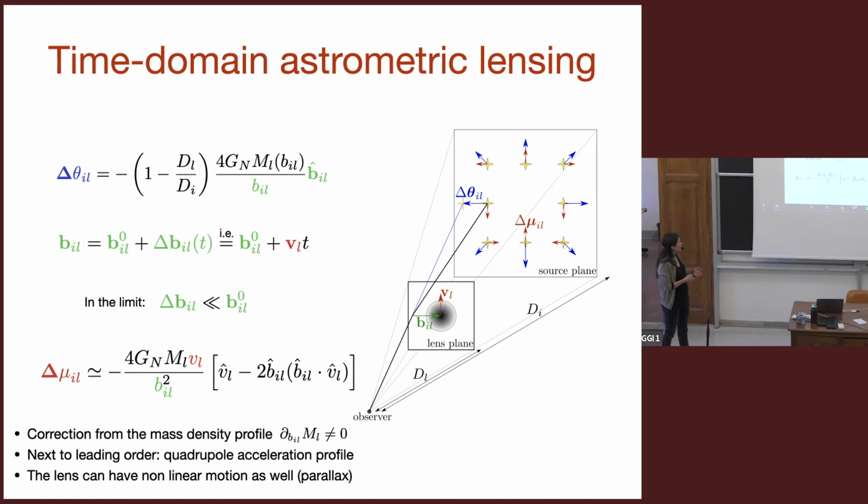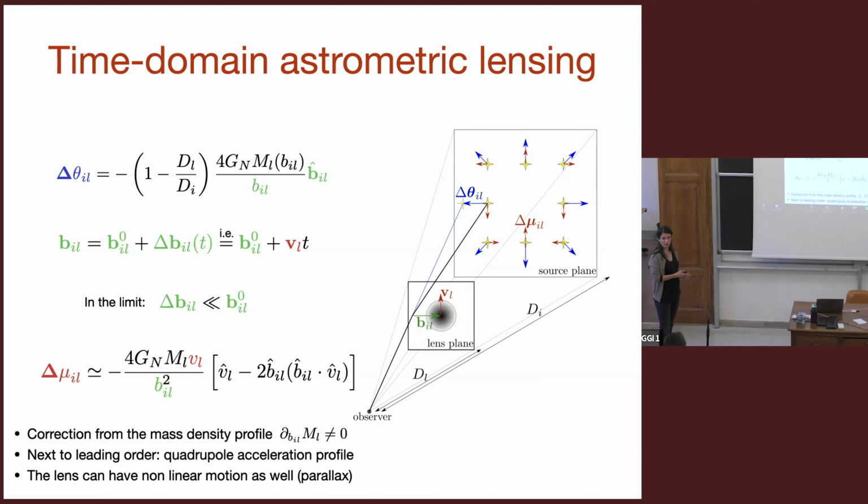There is a correction to this dipole, which is coming from the spatial derivative of the lens mass. I'm not showing it here for simplicity, but we can, of course, include it. And then there is a next to leading order effect at order v_L times t squared, which is going to be an induced angular acceleration. And it's going to have a quadrupole profile.